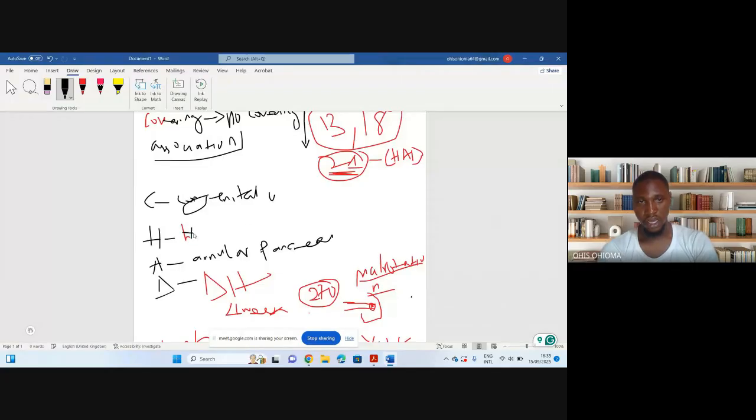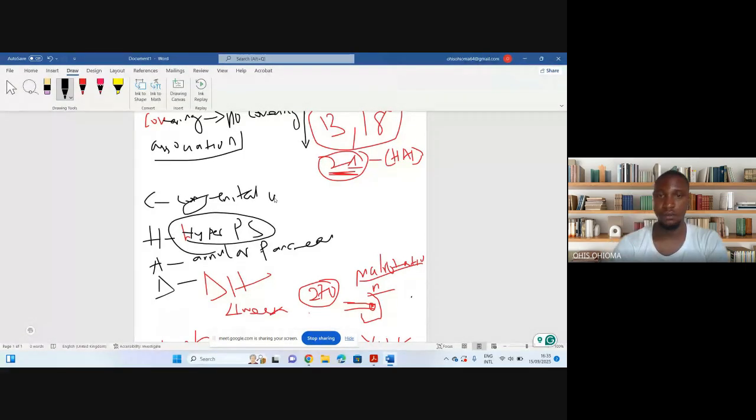The H, you can either have congenital hypothyroidism or you can have hypertrophic pyloric stenosis. Right? You can have it there. And then here you can have congenital umbilical hernia.